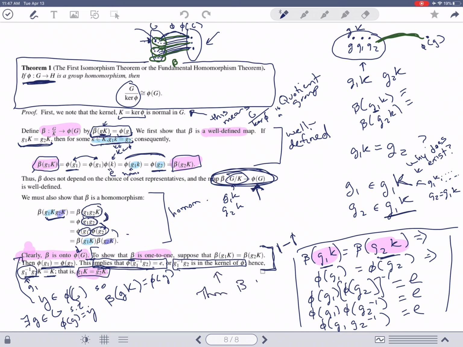Then beta is an isomorphism. And we can, in fact, conclude that G mod kernel of phi is isomorphic to the image. That this set of cosets, this quotient group that I build, is exactly isomorphic to the image.